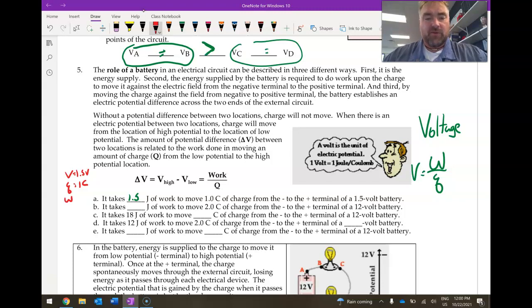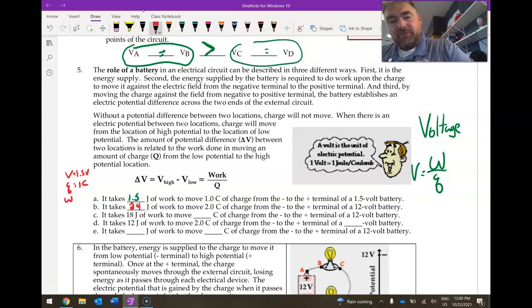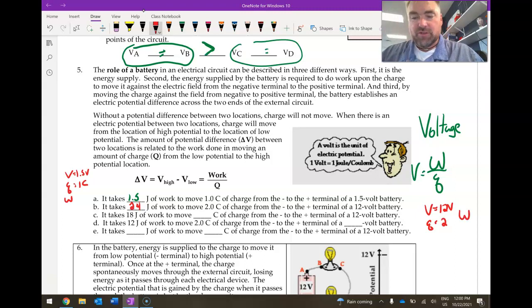Now, if I want 2 coulombs of charge to move through the 12-volt battery, this is going to take me 24 joules of work. And the way I got that, again, I'll put this off to the side, I know that my voltage is 12 volts. I know my charge is equal to 2 coulombs. So I can find the work done. Work is equal to voltage times charge. Cross multiply gives you 24.